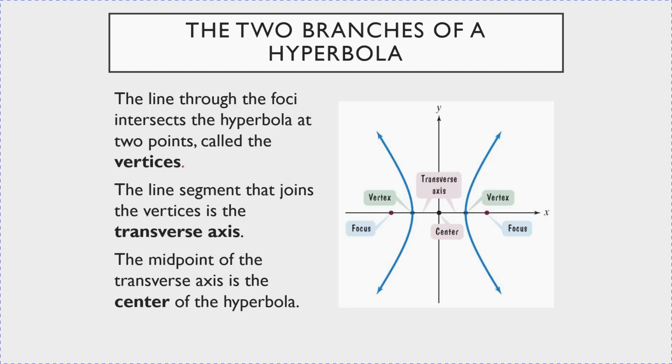Going forward, the line through the foci intersects the hyperbola at two points, and those are called the vertices. So the line through the foci, like this line here, intersects the hyperbola at these two points called the vertices. Think of them as the turning points of both of these curves. The line segment that joins the vertices is called the transverse axis, and the midpoint of the transverse axis is the center of the hyperbola.